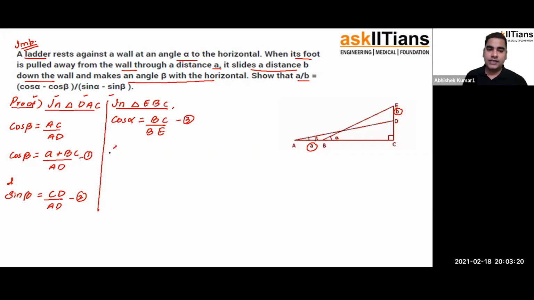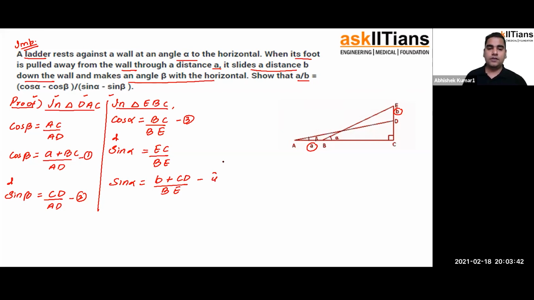And if I calculate sine of alpha here, what will I get? Sine of alpha is perpendicular by hypotenuse. So I will be getting EC over BE. Or sine alpha is equal to EC, which can be written as B plus CD, over BE. That's what I have.